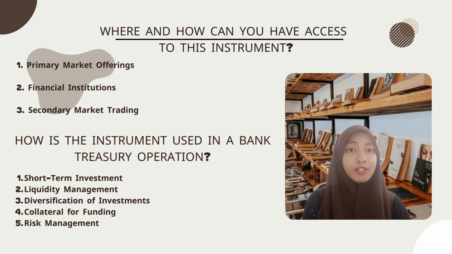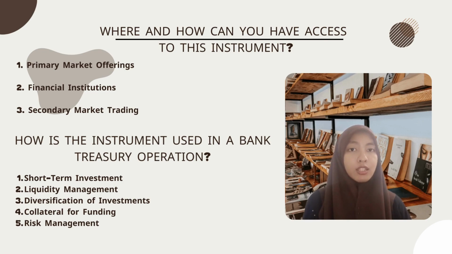Third is diversification of investment. Cagamas commercial paper can serve as a diversification tool for banks' investment portfolios by including these papers alongside other money market instruments, government securities, or corporate bonds. Banks split their investment risk across various asset classes and issuers.